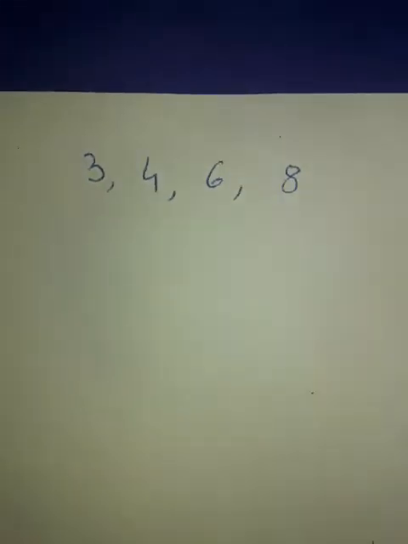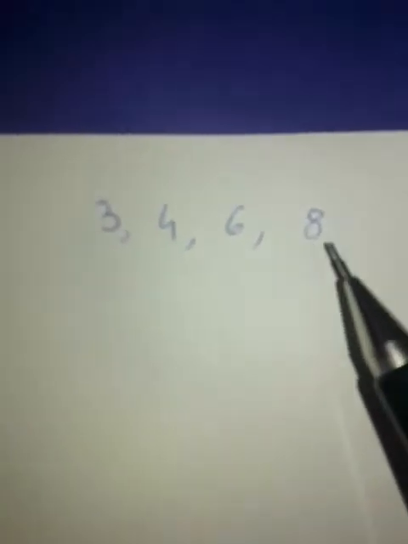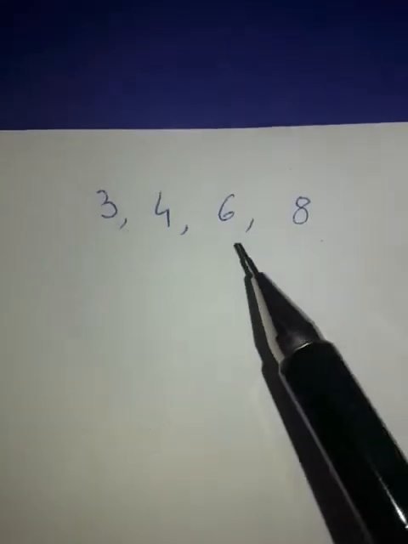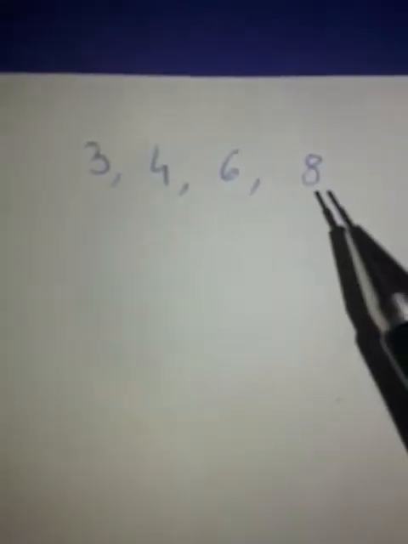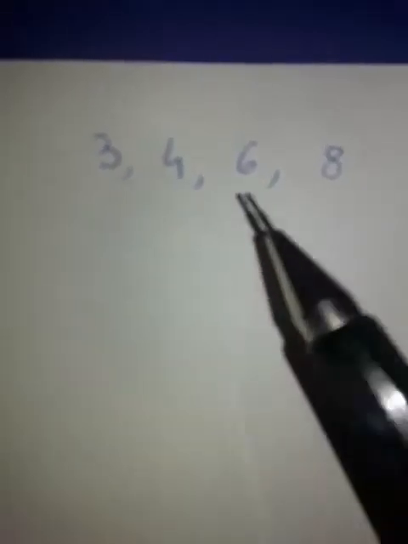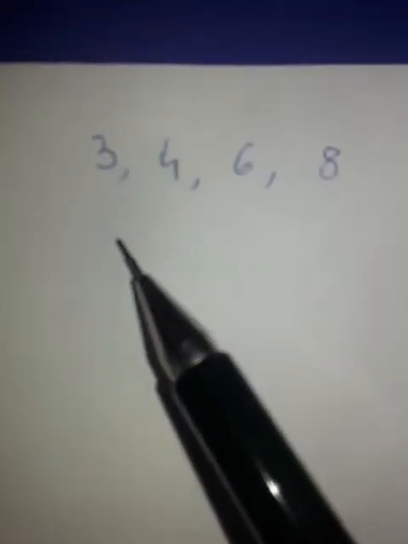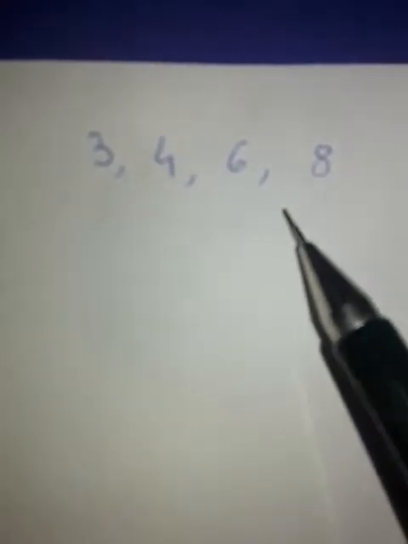One more example, 3, 4, 6, 8. Here I have purposely taken very small numbers because what happens is once students get used to finding HCF and LCM of big numbers, they forget how to deal with small numbers. I have observed it, and that's why I have taken these small numbers, and you are going to need small numbers often in word problems.